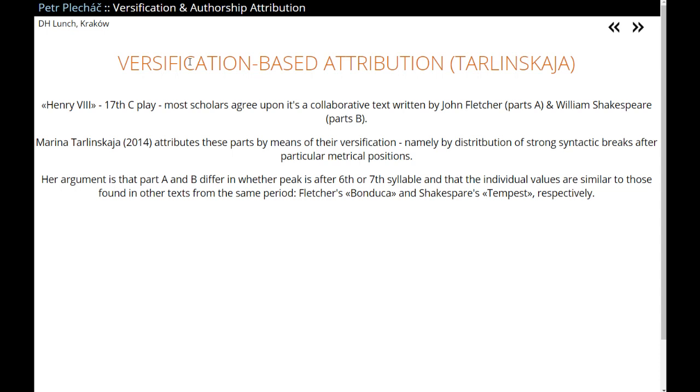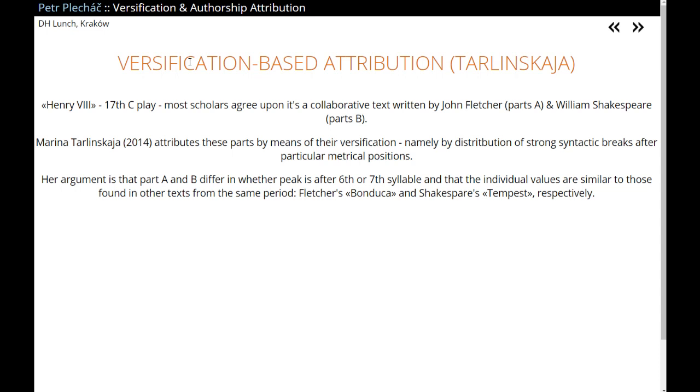This is the case of Henry VIII, a 17th-century play on which most scholars agree. It's a collaborative text written by John Fletcher and William Shakespeare, and they agree upon which parts were written by whom. Tarlinskaya, in her book from 2014, attributes these parts by means of versification, namely by the distribution of what she calls strong syntactic breaks after particular metrical positions.